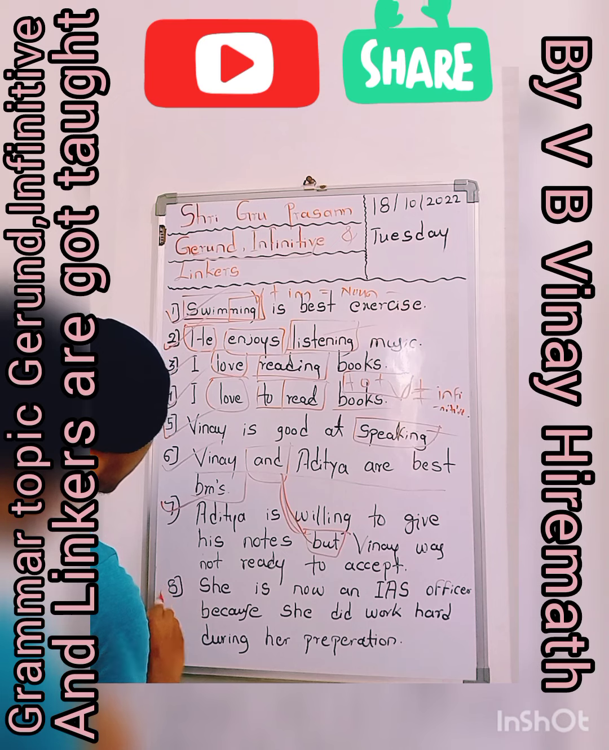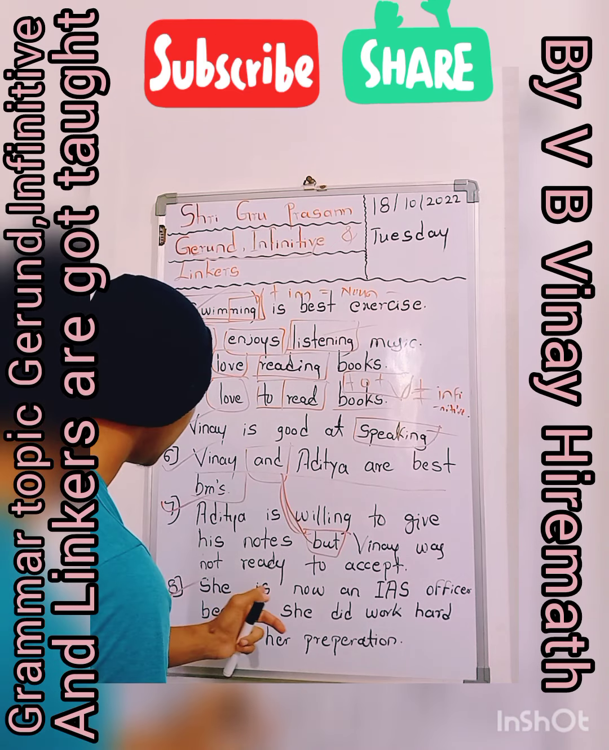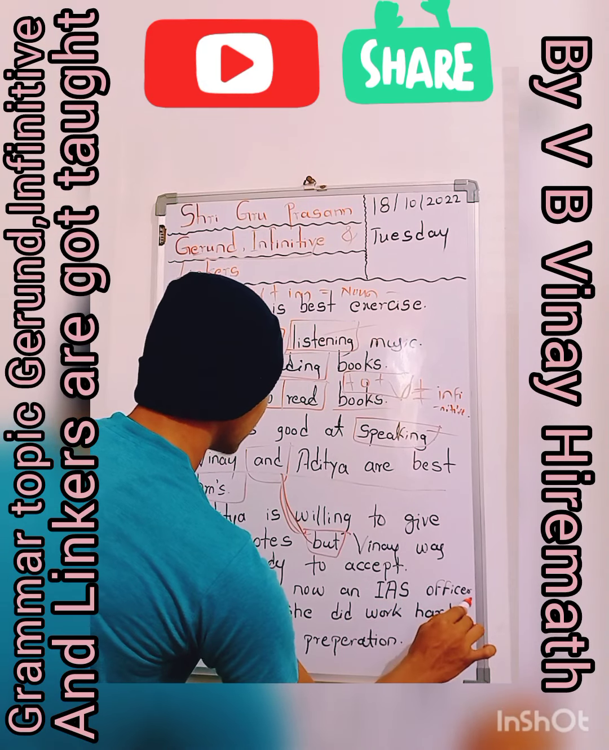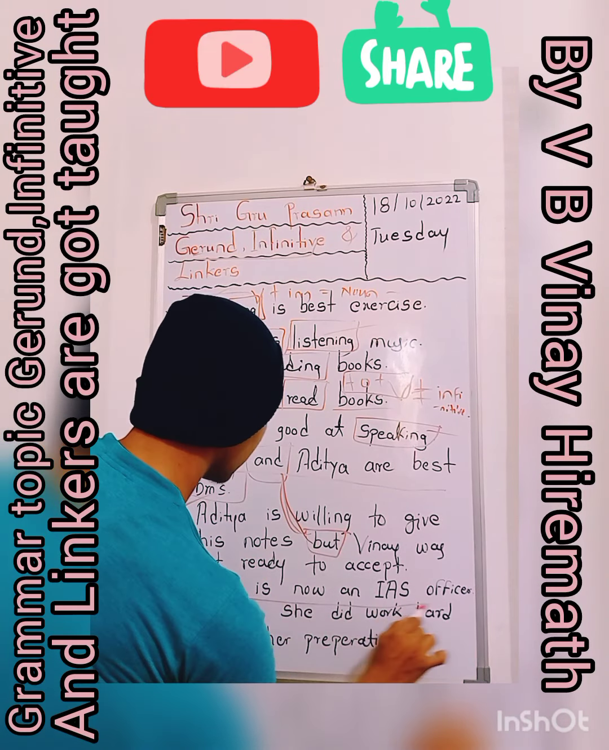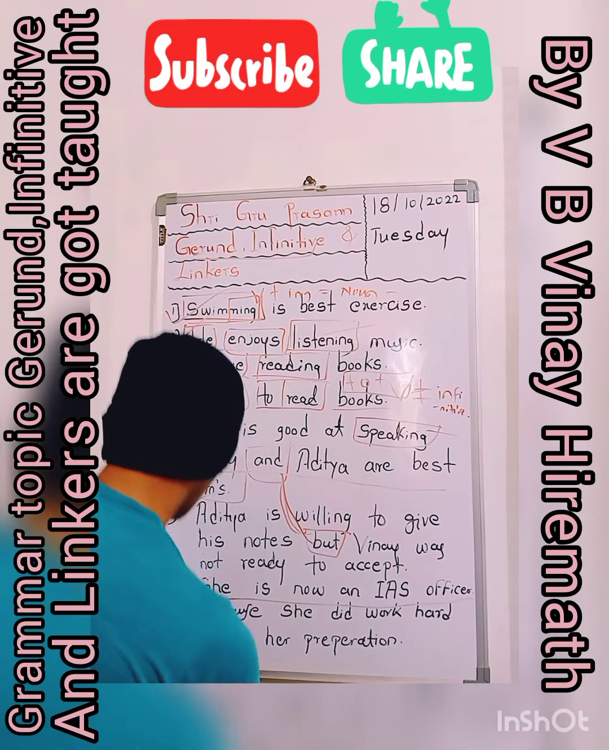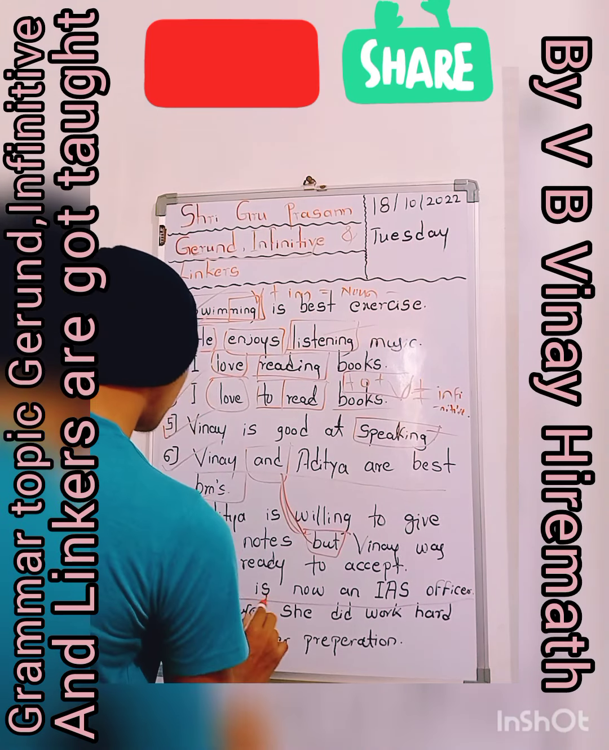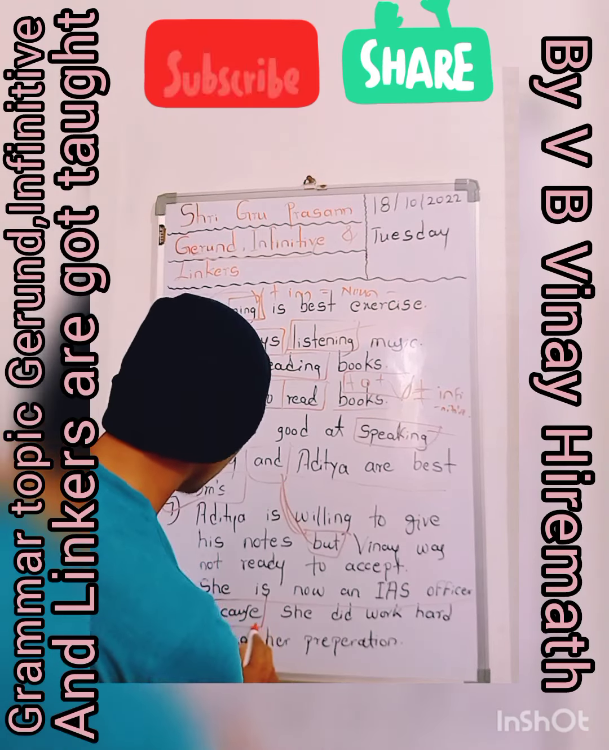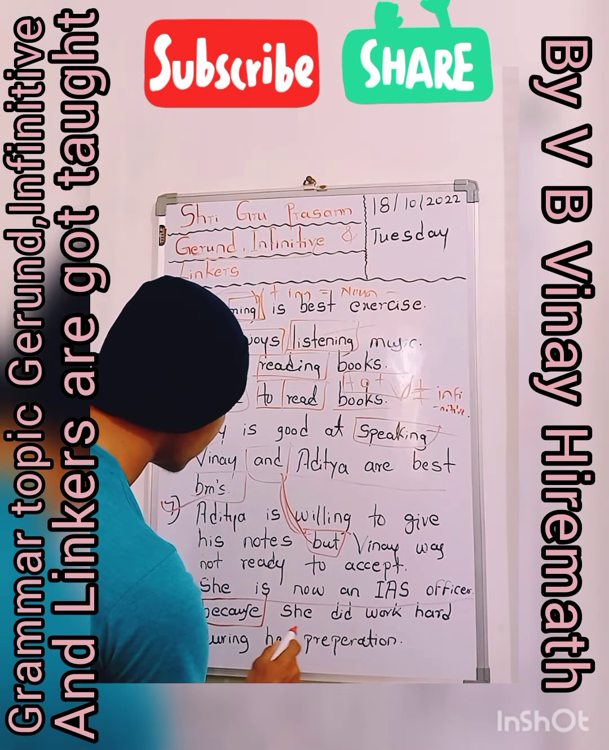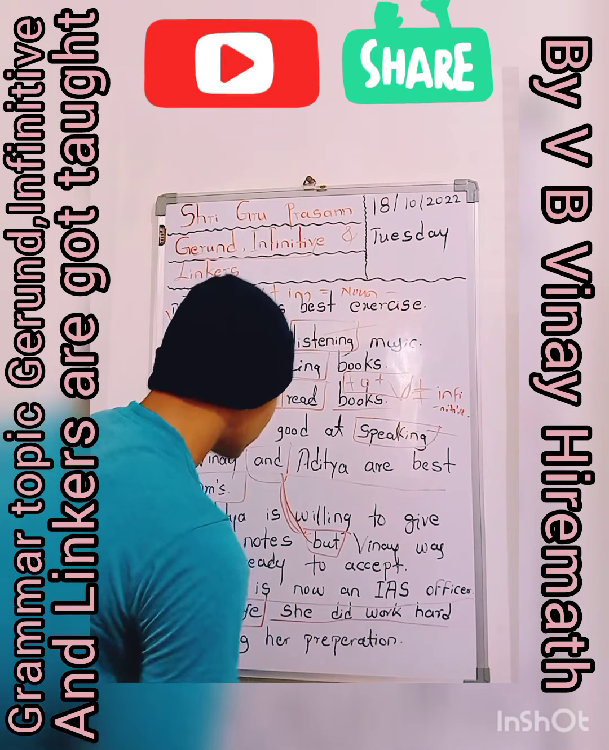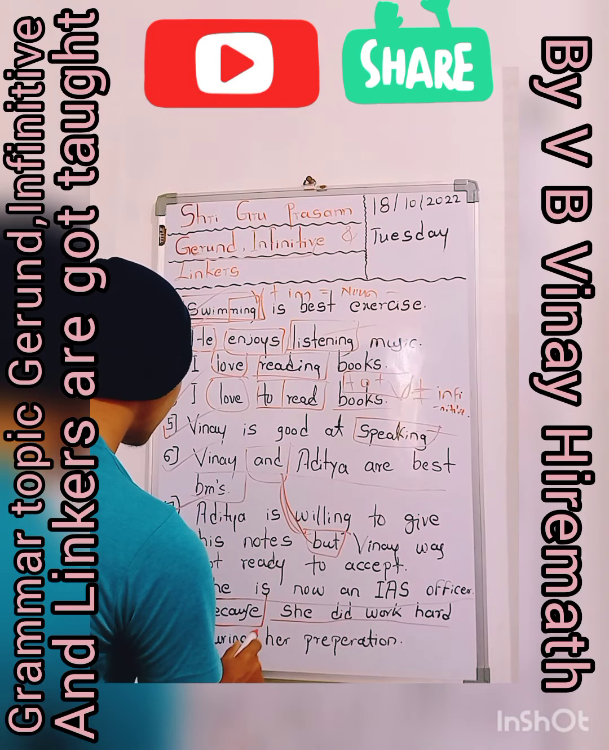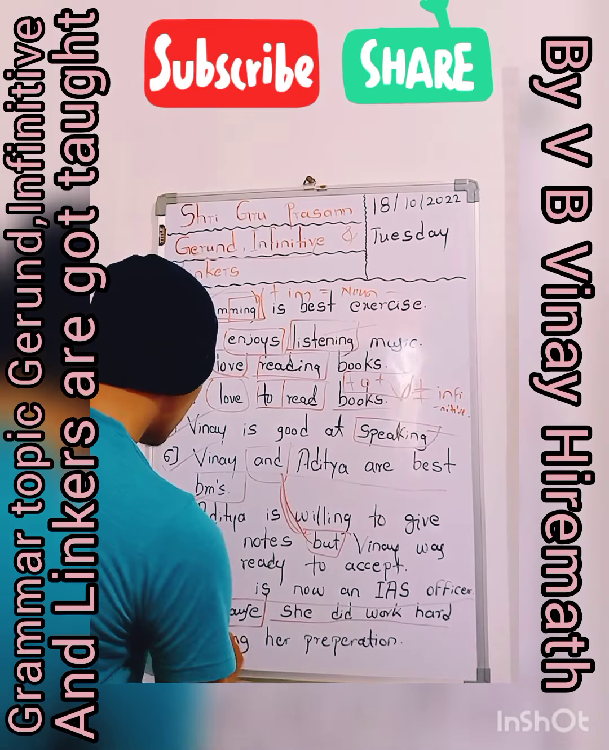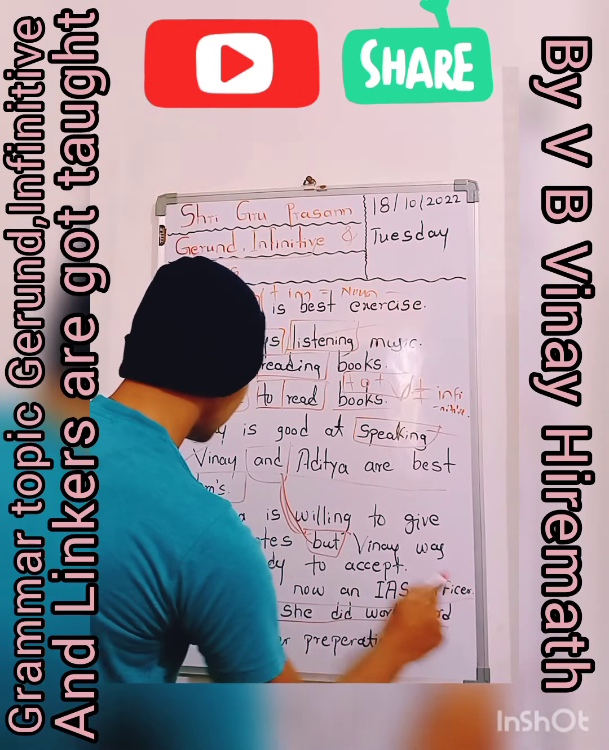Now the eighth and last and best example. She is now an IAS officer. This is the complete sentence and this is the independent clause here, and it is joined by the subordinating conjunction. The remaining sentence after "because" is the dependent clause, that which is joined by the subordinating conjunction. And "she is now an IAS officer" is the independent clause.